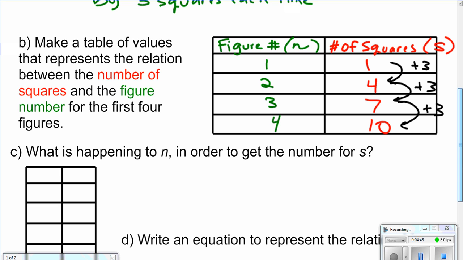And so the figure number, well, figure number we have increasing by 1. So as the figure number increases by 1, the number of squares increases by 3.